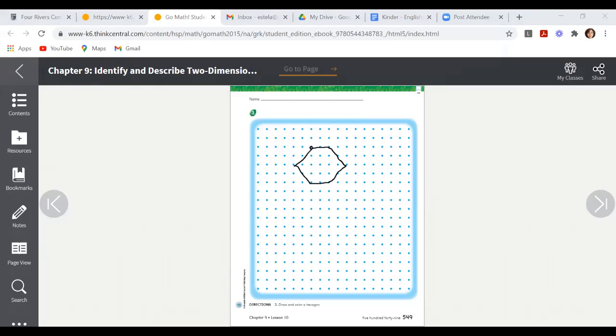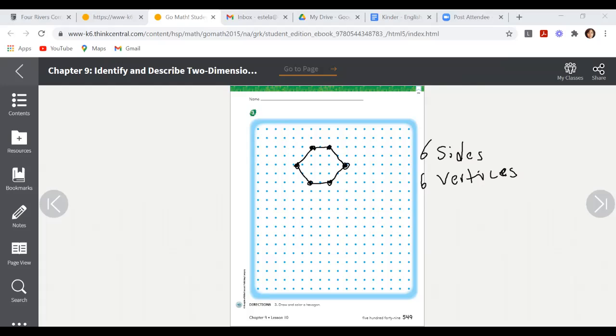How many vertices in it? 6. Help me count. Yes. 1, 2, 3, 4, 5, 6. Yep. 6 sides. 6 vertices. Okay.